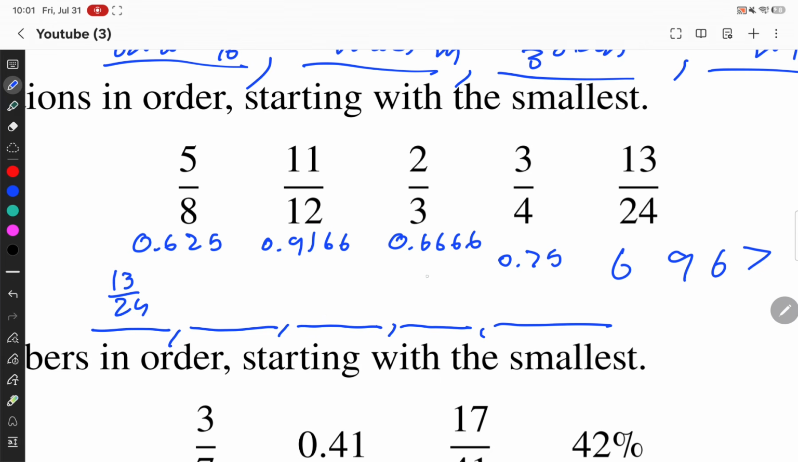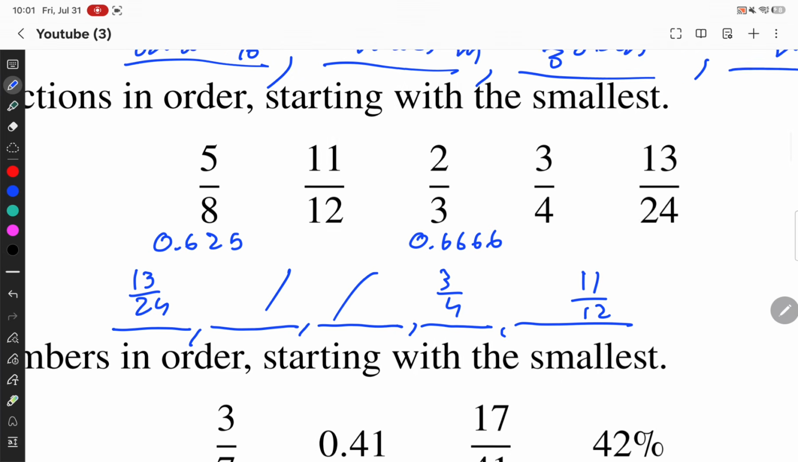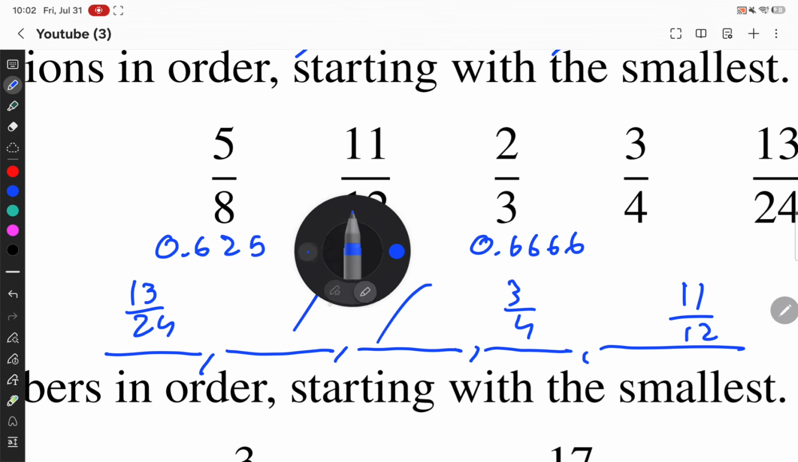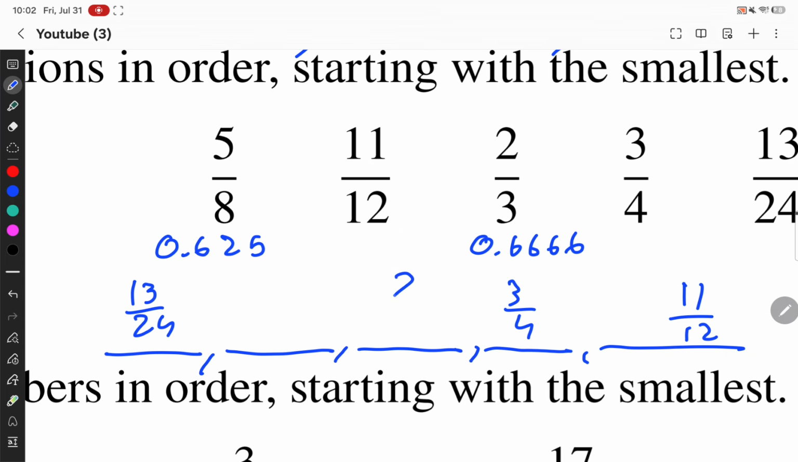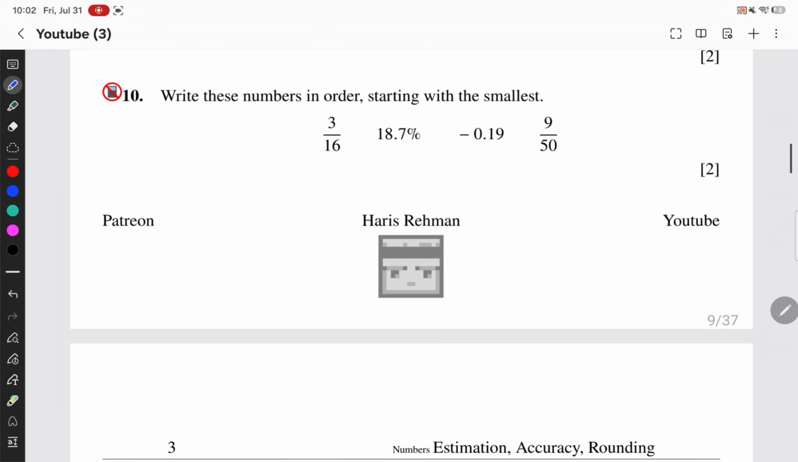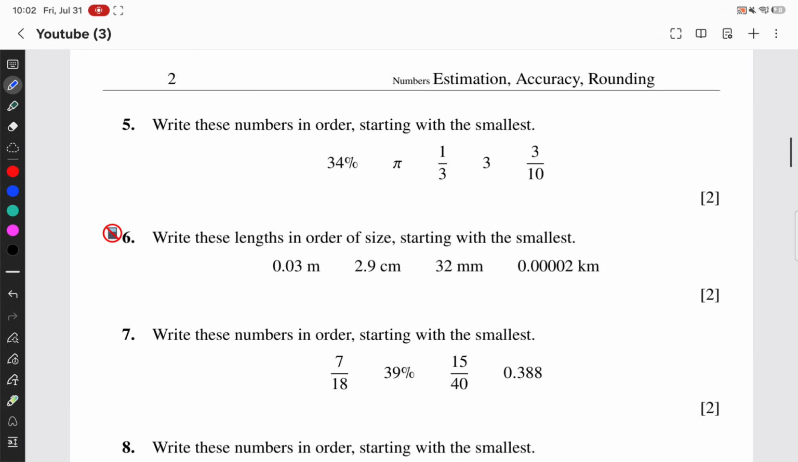5 over 8 and 2 over 3 will be in their respective positions, so we can ignore them. 7 will be in this position, 3 over 4, and 9 will be in this position, 11 over 12, because this is the highest value. Next, look at the other digit of these two. This is 2 and this is 6. So it makes sense that this will come before this. Boom, very easy, very quickly. Nice. Now I hope you guys can do it yourselves.